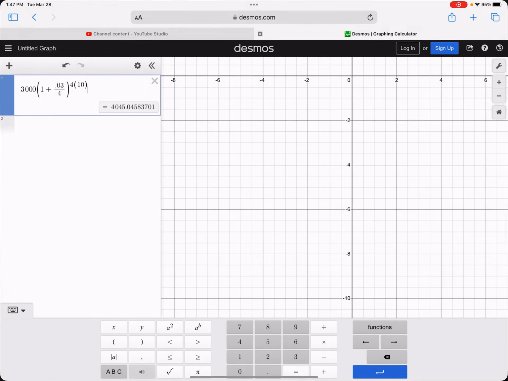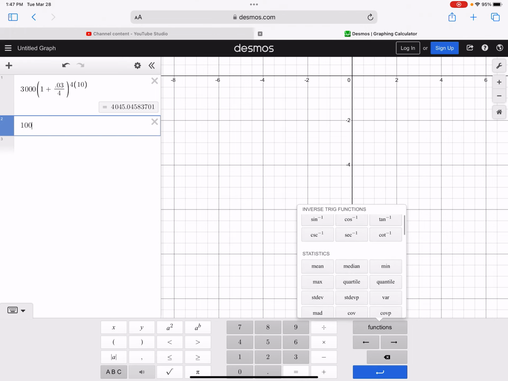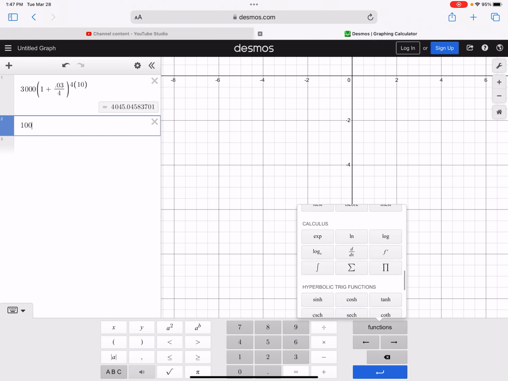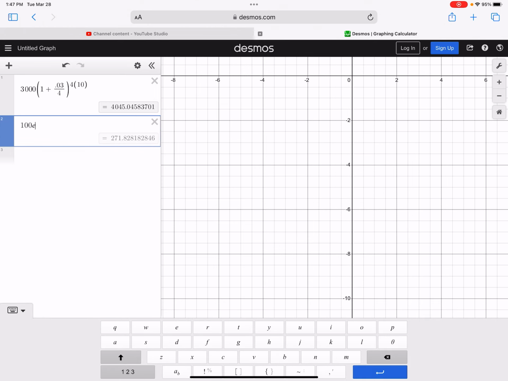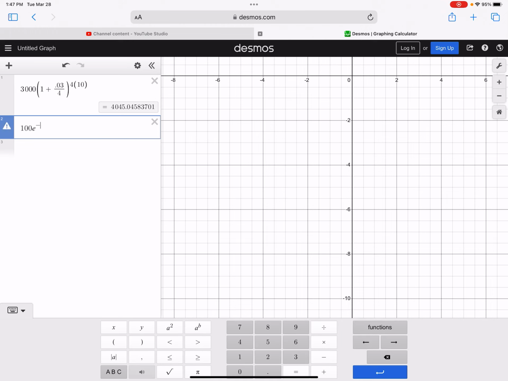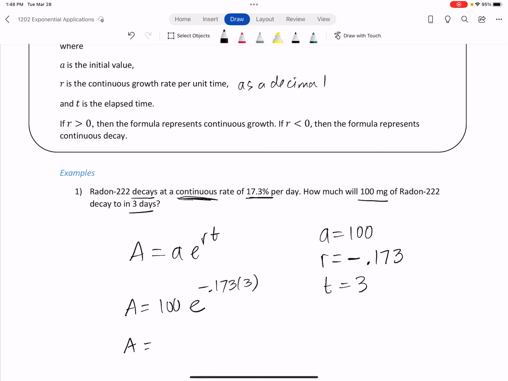So let's go to our calculator. 100 E, I think it's here, E to the negative 0.173 times, oops, see how that brought that down? I got to stay up in the exponent, times 3. So 59.5. After 3 days, I'm going to have 59.5 milligrams of the radon 222 left.